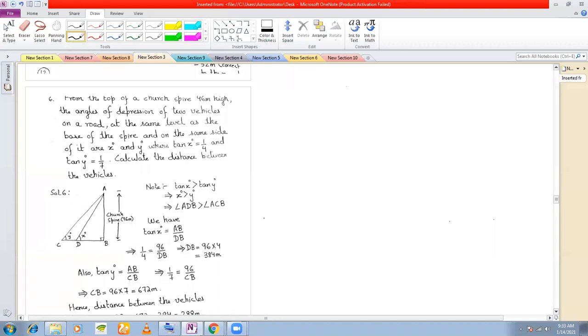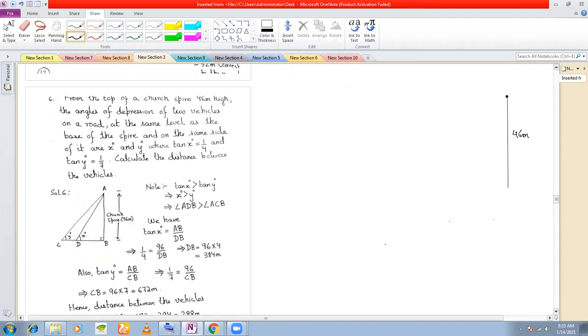Now there are two ways of doing this, but the way I have done in the notes is a better way because you don't have to refer to the tables in this method. Otherwise, you will have to refer to the tables, and you will get an approximate answer. Let us try to understand this problem first. From the top of a church spire, let us draw this. This is a church spire, which is 46 meters high.